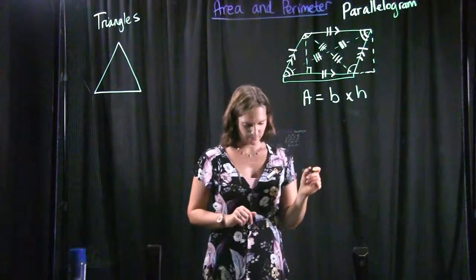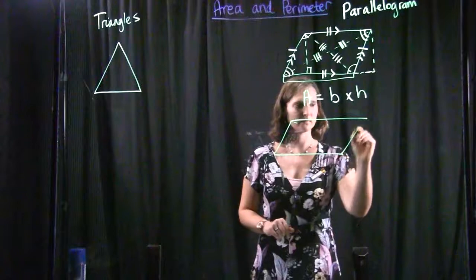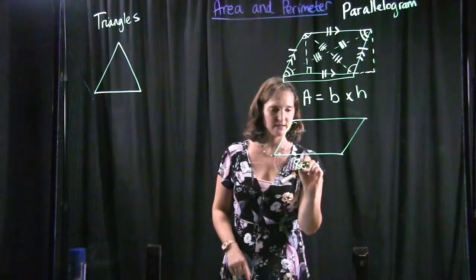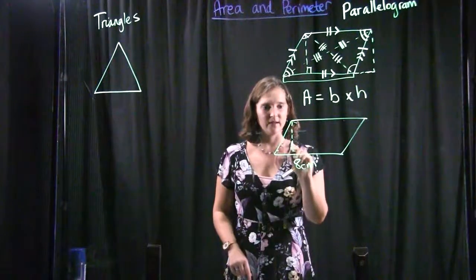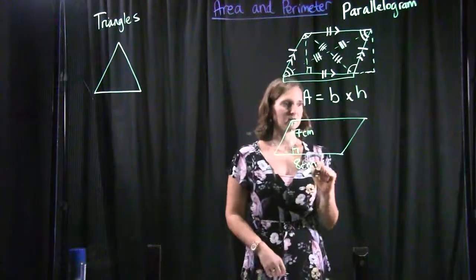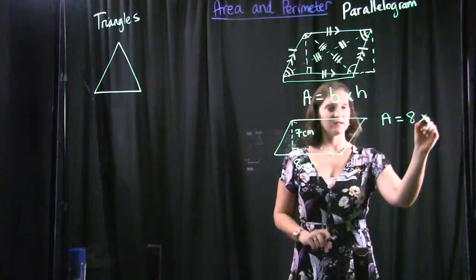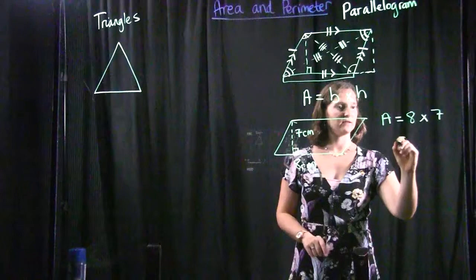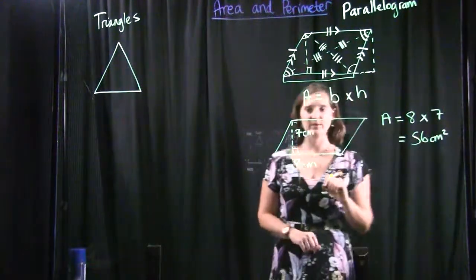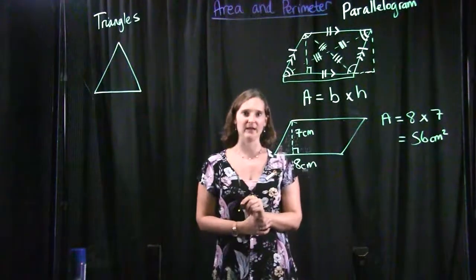So let's do an example. So we've got a parallelogram with these dimensions. Let's have it 8 centimeters at the base, and then we've been drawn a right angle here, and we've been told that's 7 centimeters. So area is equal to the base, 8, times the height, 7. So that's 56 centimeters squared. Remember, your units need to be squared there. So that's how we approach a parallelogram.